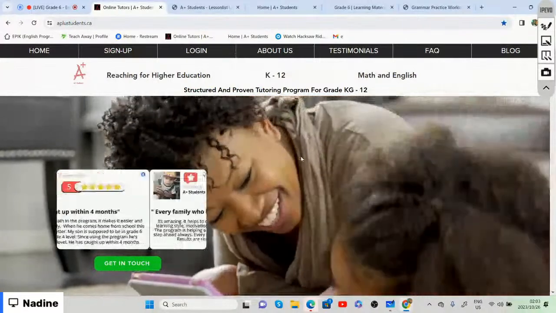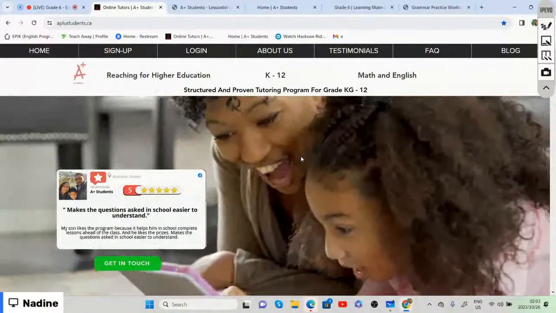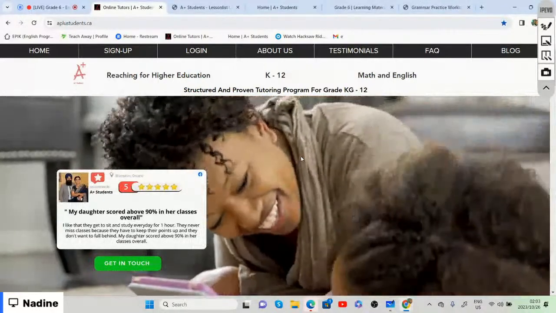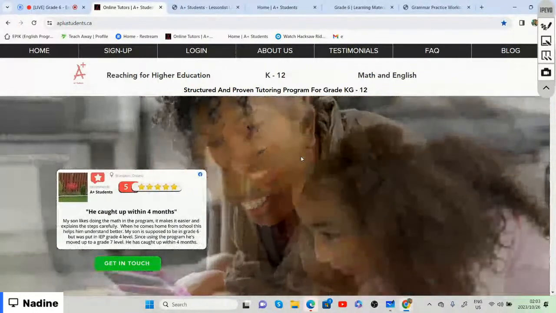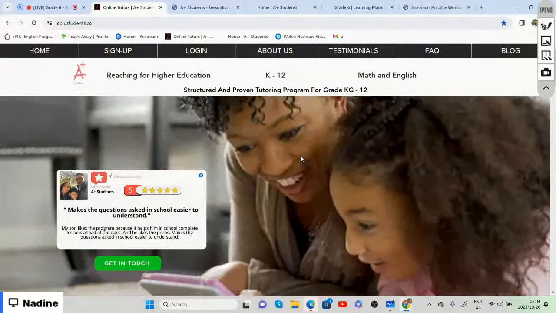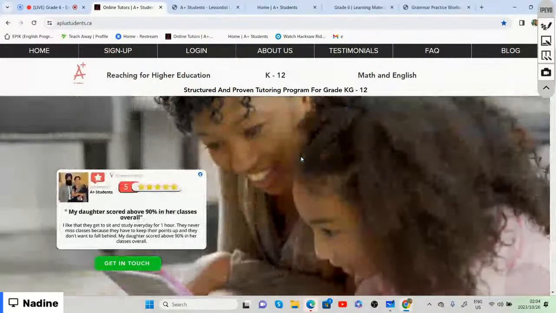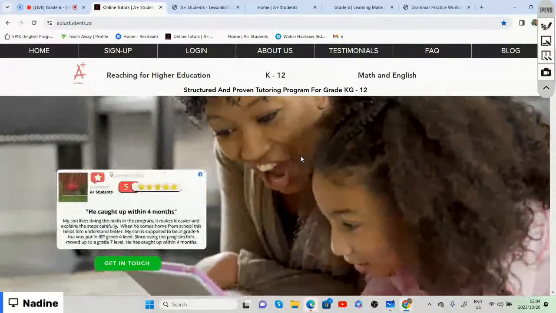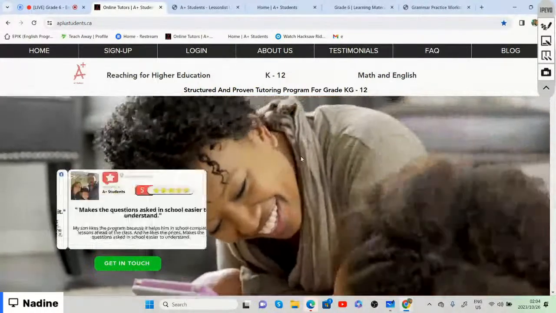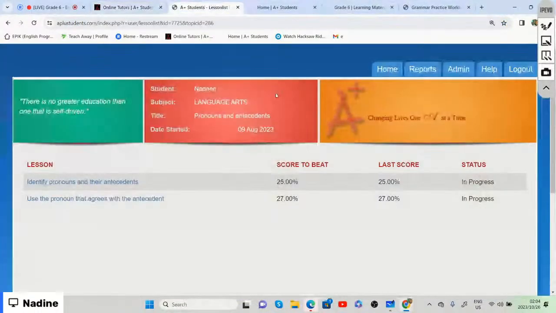aplusstudents.ca. Once we've logged into aplusstudents.ca with our username as well as our password, we're going to select the subject of language arts, and then grade 6. All right, once we've selected grade 6, we are going to scroll down until we get to the chapter of pronouns and antecedents.